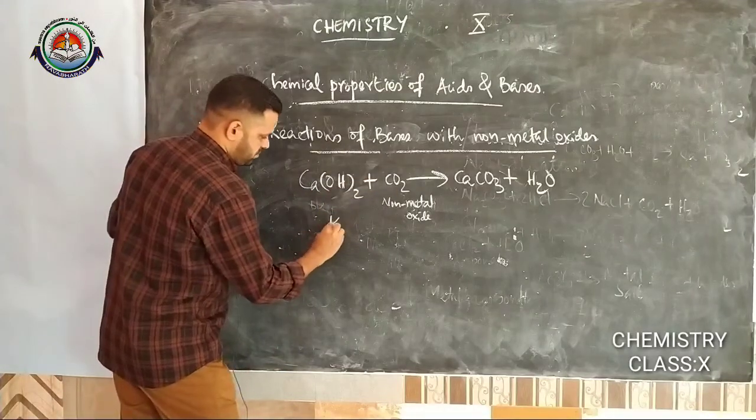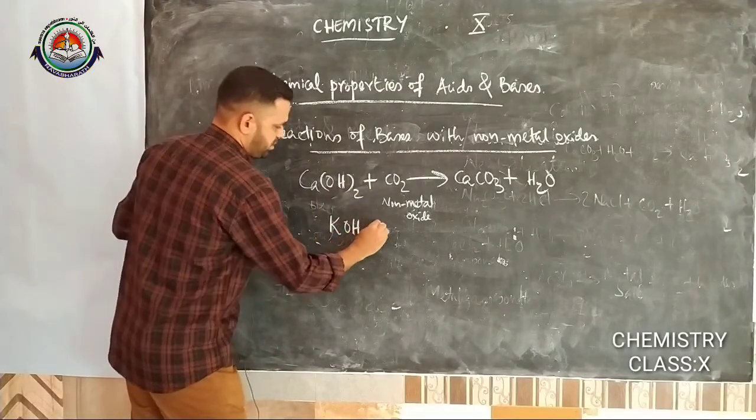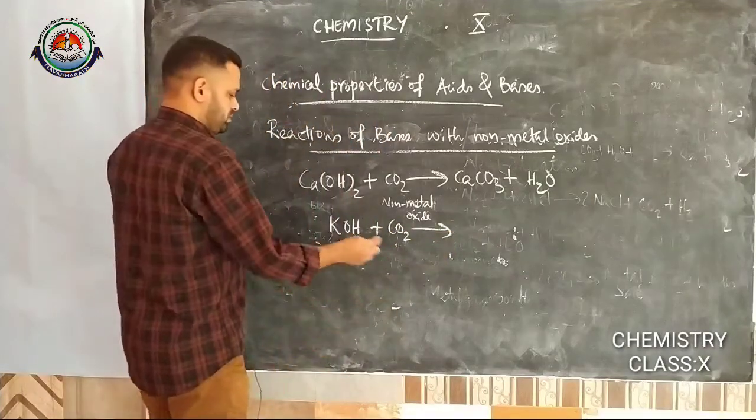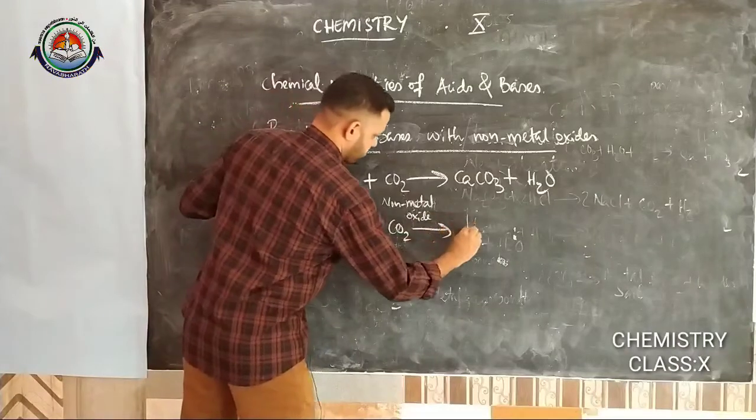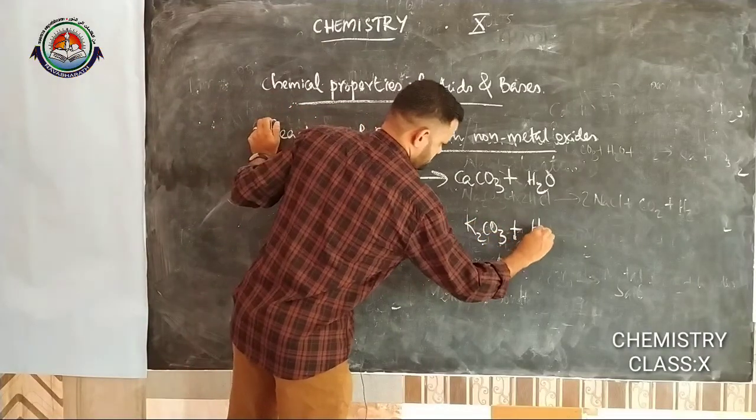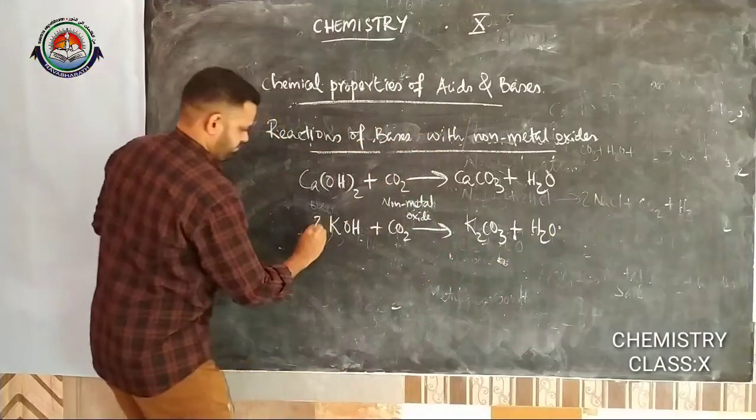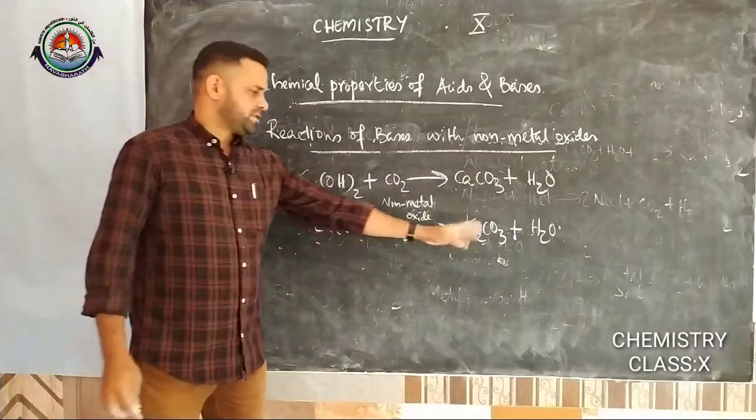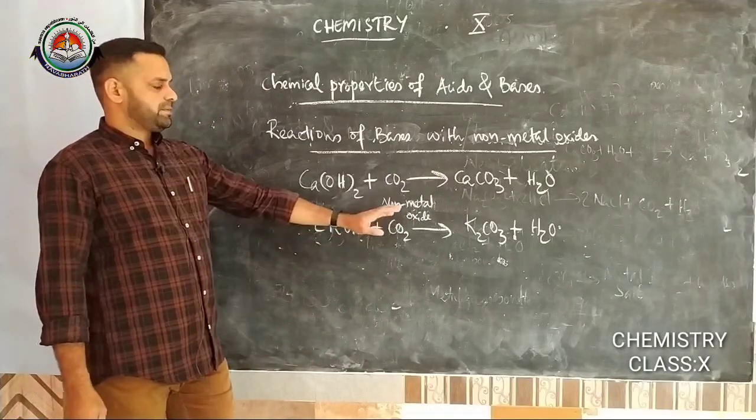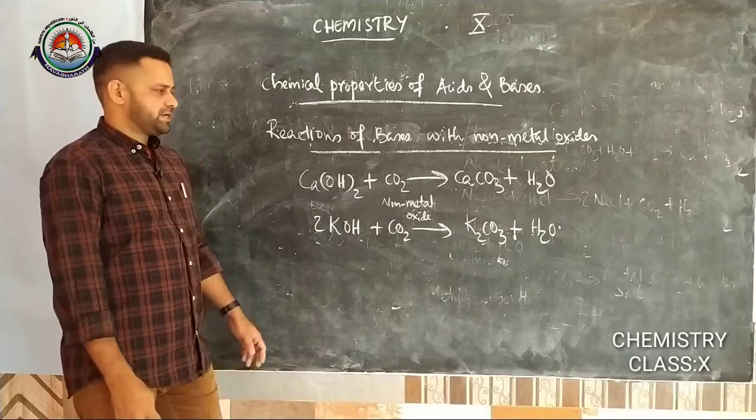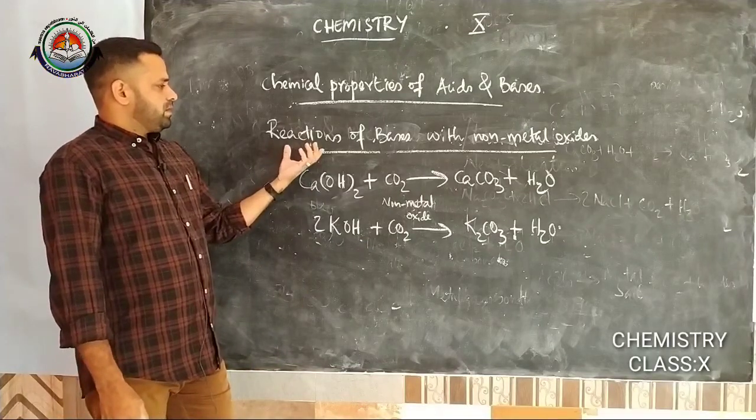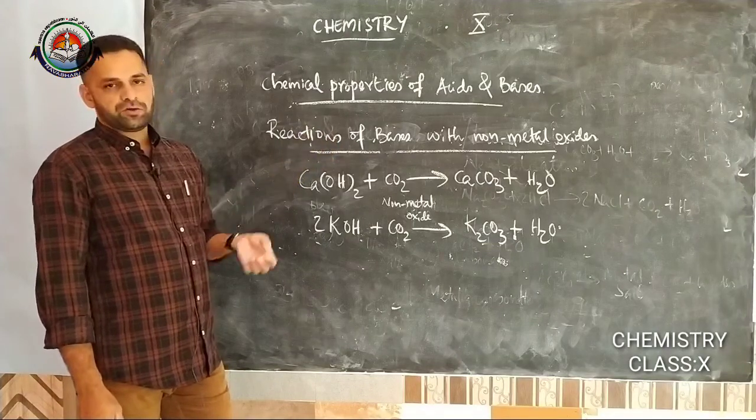Another example, potassium hydroxide reacts with carbon dioxide. So, what does it form? K2CO3 plus H2O. K2CO3 plus H2O. So, this is also a type of neutralization reaction. So, this is the reaction between bases and non-metal oxides.